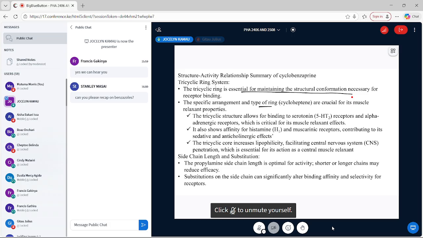Pharmacological implications, CNS activity: the ability to penetrate the CNS and interact with the noradrenergic systems, and that underlies its primary therapeutic effect. The anticholinergic effects contribute to side effects, but they also enhance the muscle relaxant properties. Sedative effects, I thought the histamine receptor binding contributes to sedation. That one we know, beneficial in acute musculoskeletal conditions.